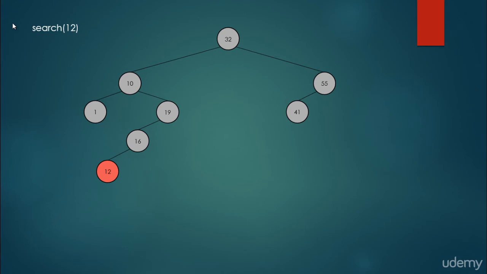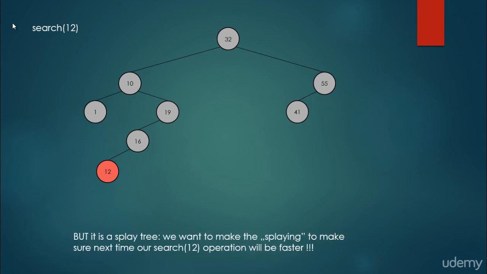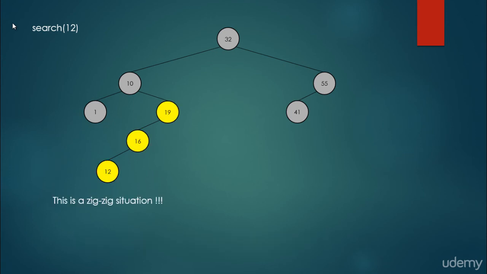Because if we would use a binary search tree, we would not make any rotations, and whenever we want to find, for example, this 12, we have to go to the left, then the right, then the left, and left again. So we have to make operations, but with the help of splaying, we don't have to make any comparisons. We know that the 12 will be the root node. So, yeah, it is a splay tree, as I said earlier, and we want to make the splaying to make sure that the next search for 12 operation will be faster.